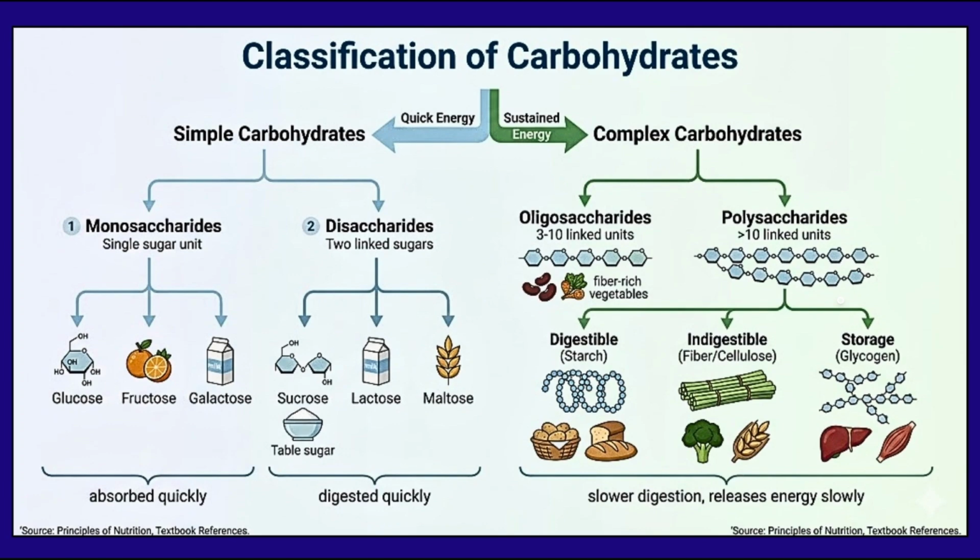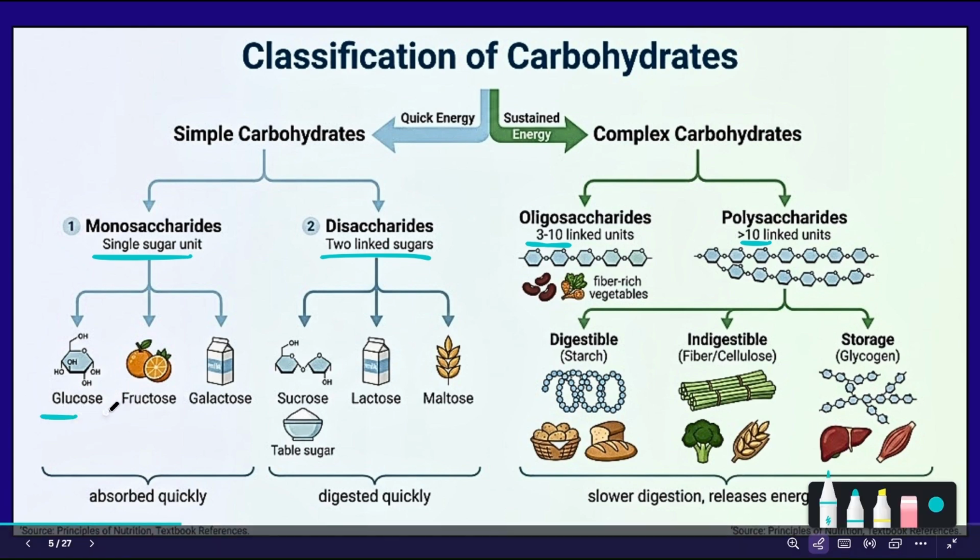This is the classification of carbohydrates. We have four main types of carbohydrates: monosaccharides, disaccharides, oligosaccharides and polysaccharides. The monosaccharides contain a single sugar unit and the disaccharides contain two sugar units. The oligosaccharides contain 3 to 10 sugar units. Polysaccharides contain more than 10 sugar units.